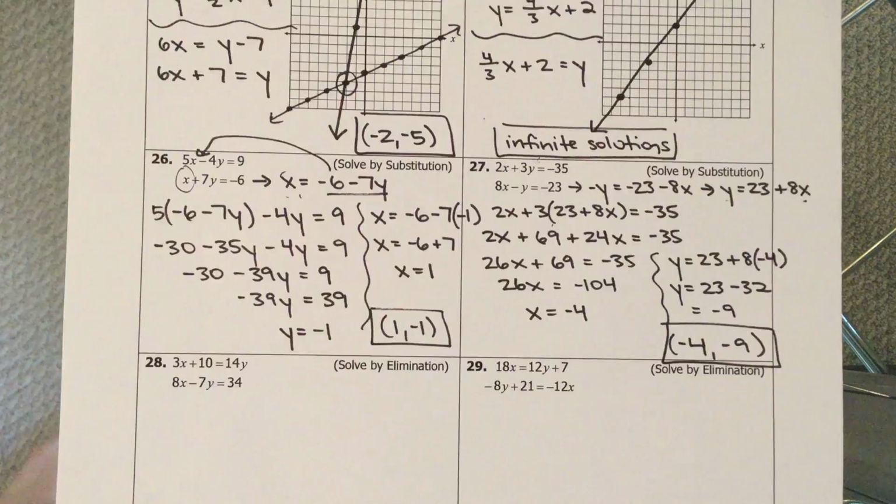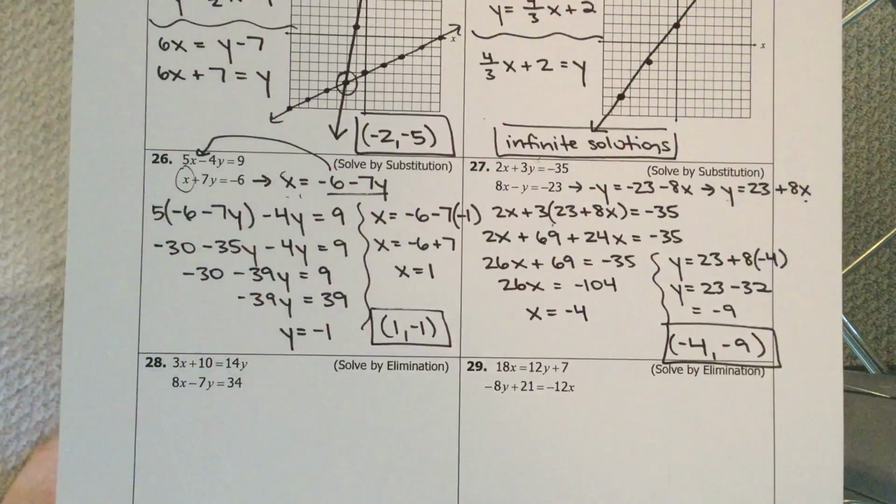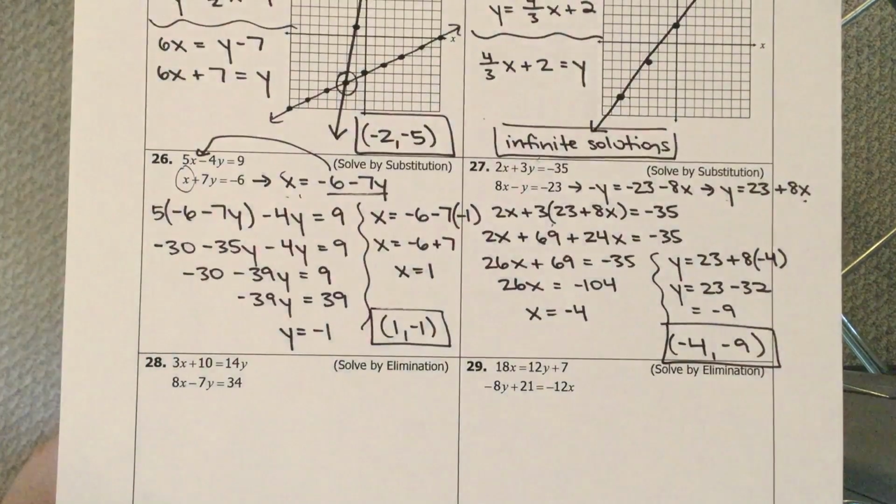Next to 28 and 29, we're going to solve by elimination. So you've got a step-by-step process for elimination as well. Step 1 is to line up the equations. So make sure you've got x's on top of x's, y's on top of y's.